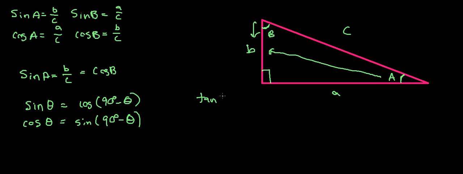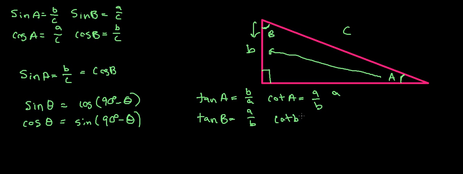Tangent of, let's say, A is equal to opposite over adjacent, B over A. Tangent of B is equal to opposite over adjacent, A over B. Now, this is pretty easy as well. I just think of what would be the opposite, and that would be cotangent. If I take the cotangent of A, this is equal to the adjacent over the opposite, which is A over B. Cotangent of B, adjacent over opposite, B over A.